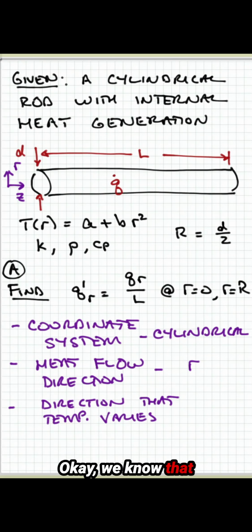Okay, we know that the temperature gradients are the driving force for heat flow, and the heat flow is in the radial direction. We already determined that. So it makes sense that the temperature is going to vary in the r direction. And we already have a clue for that again from the given temperature distribution, that that is a function of r. So the temperature is going to vary in the r direction. Okay, this information then is going to be very helpful later on as we try to analyze the problem further.